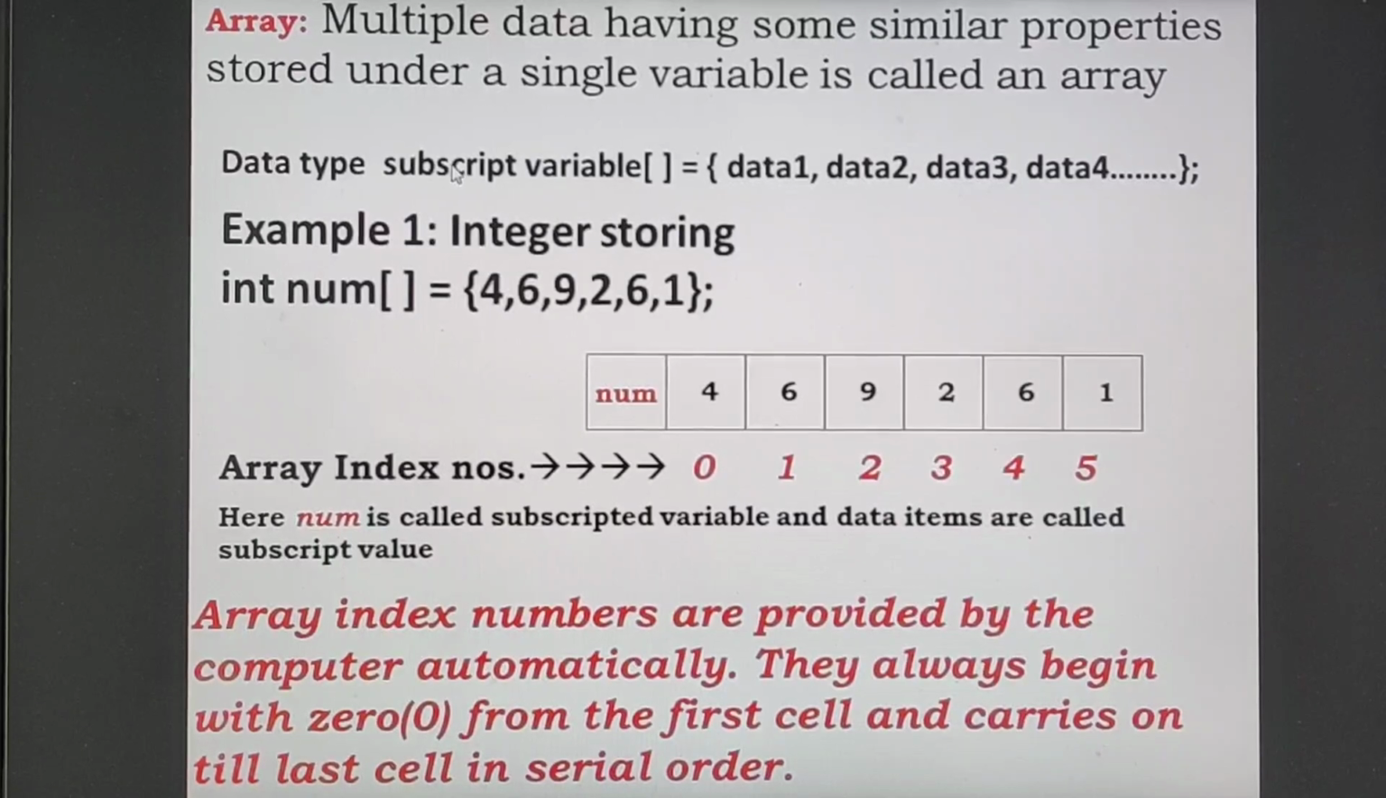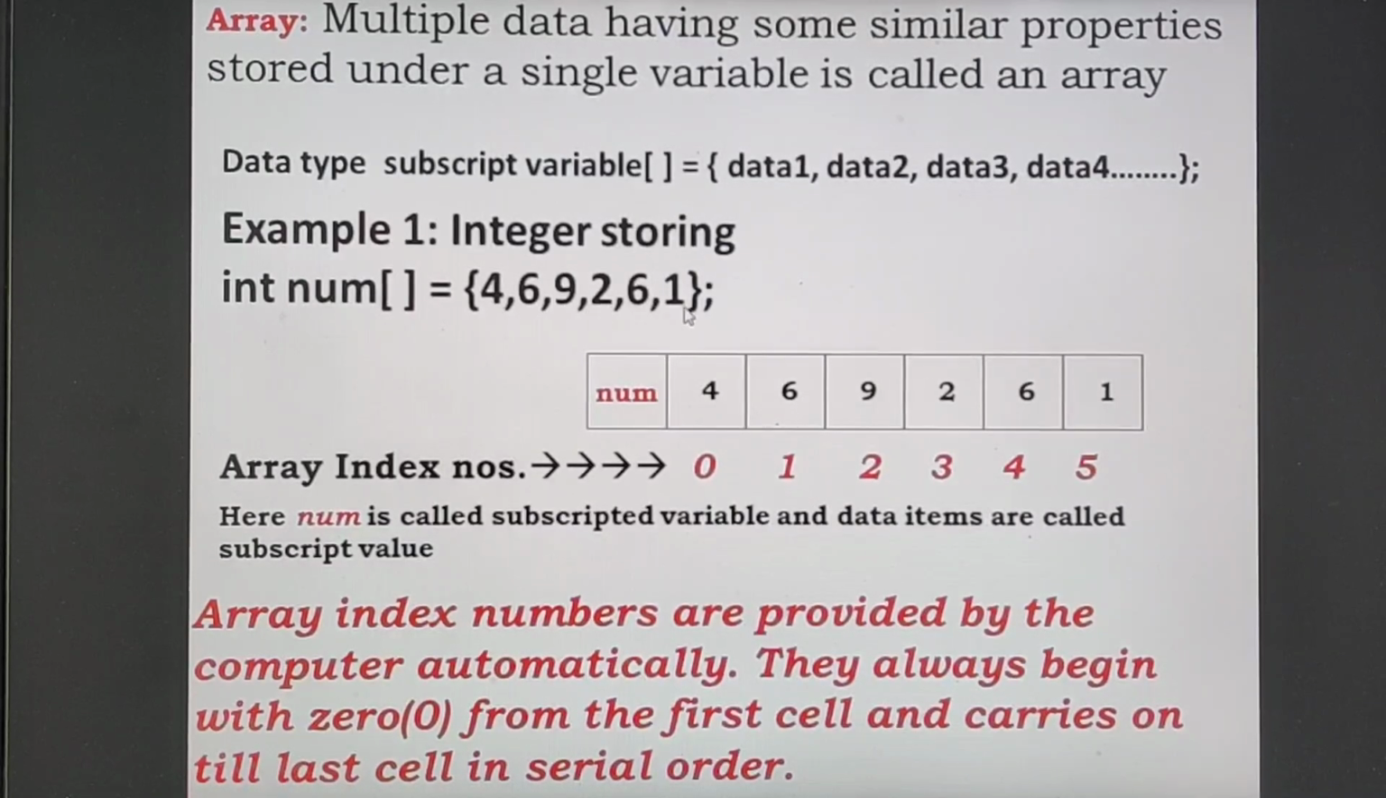I say data type, then the subscript variable. The variable of an array is known as a subscript variable, is equal to, and now there is a box bracket with the variable. This signifies to the computer that this is an array variable, not an individual variable. Then data 1, data 2, data 3; these data items must match the data type. For example, if int is my data type, num is my variable, and the box bracket signifies to the system that there are multiple values, is equal to, here are the values: 4, 6, 9, and so on.